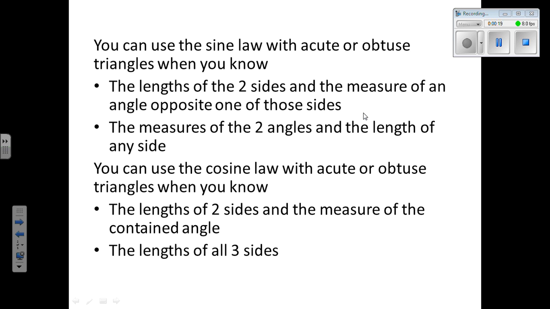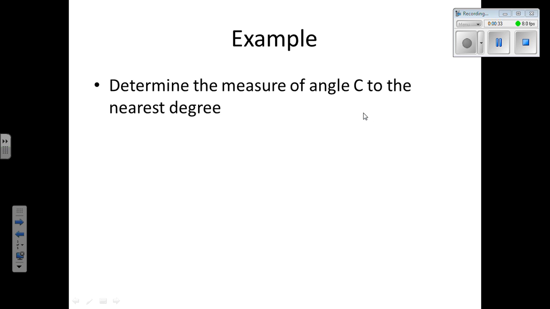You can use sine law with acute or obtuse triangles when you know the length of two sides and the measure of an angle opposite one of those sides, or the measure of two angles and the length of any side. Or you can use cosine law with acute or obtuse triangles when you know the length of two sides and the measure of a contained angle, or the length of all three sides.